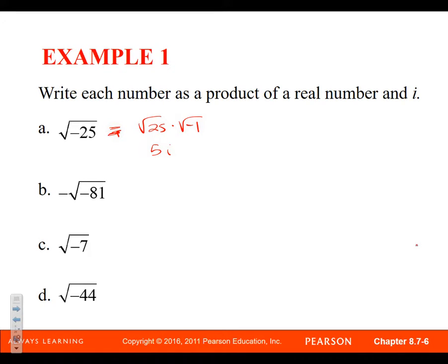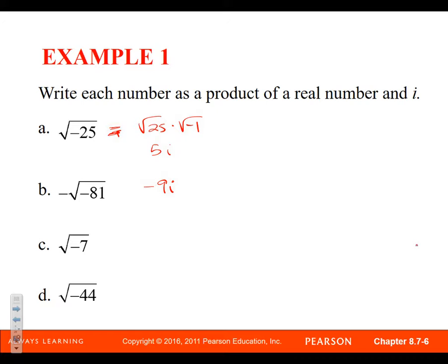For part B, is that negative protected or unprotected? Unprotected, so I get to cover it up. Do the same thing, right? That's going to give me the square root of 81 times the square root of negative 1, which is 9i. And then remove your hand, you get negative 9i. Okay?